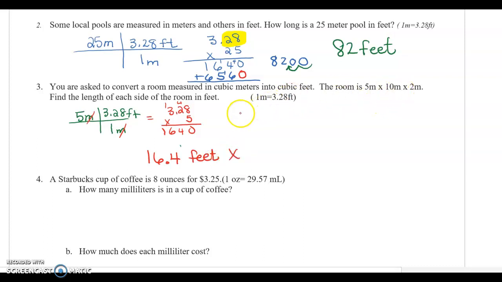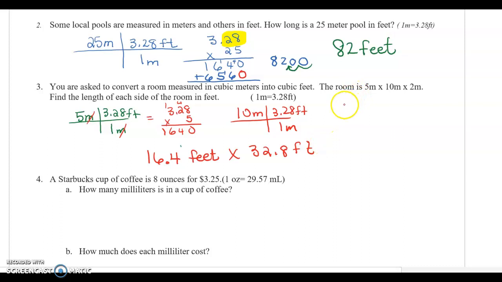The one with 10 is very straightforward, 10 meters times 3.28 feet. And you only move the decimal place over once because you're multiplying it by 10. So you get 32.8 feet.